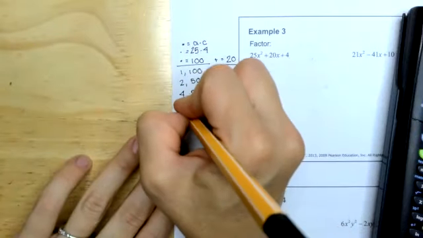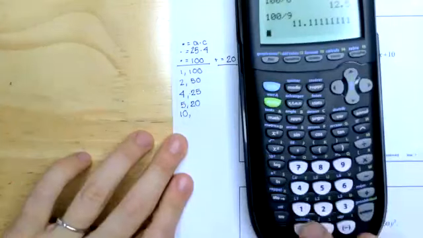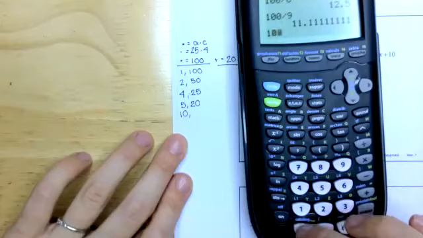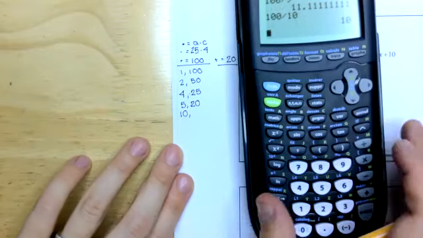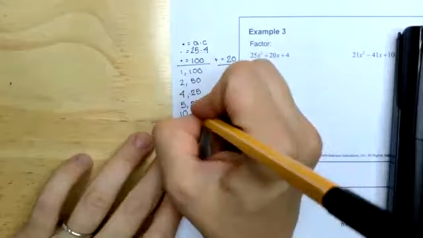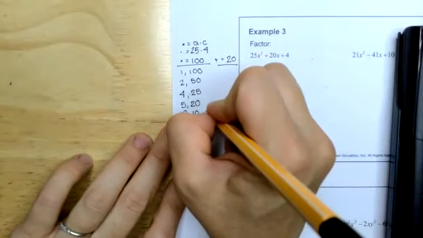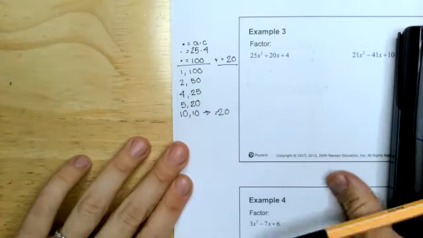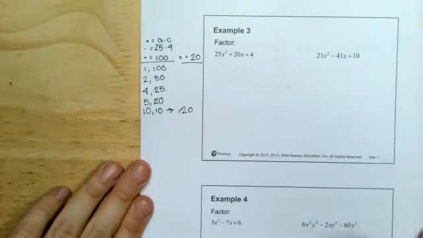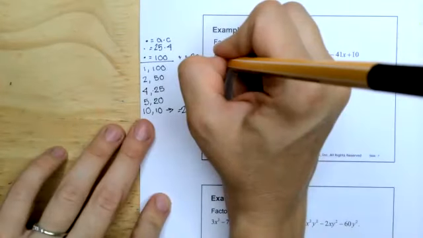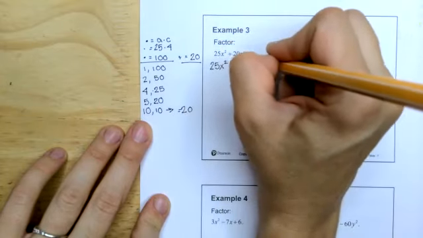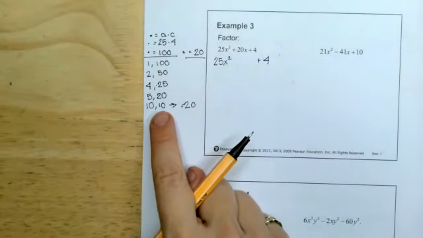100 divided by 10 is 10. So 10 times 10 is 100. 10 plus 10 is 20. So our factors are 10 and 10.